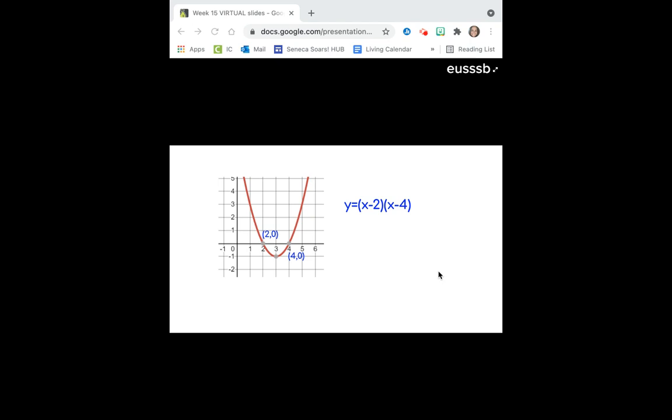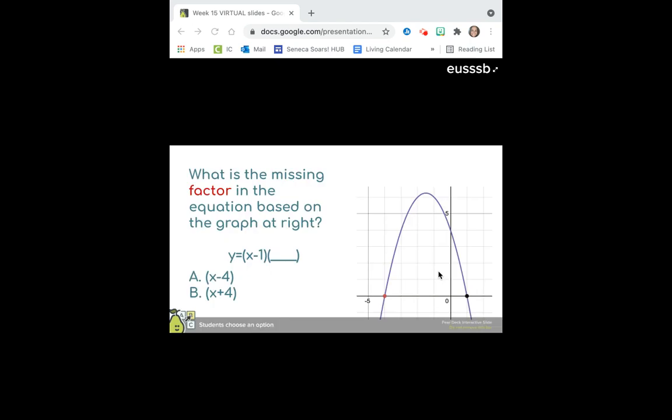If we want to indicate that we have shifted the parabola right on the x-axis, it needs to have a minus sign in the factor. If we have shifted the parabola left on the x-axis, then it needs to have a plus in the factor. Okay? All right, so based on this graph, what is the missing factor in this equation?